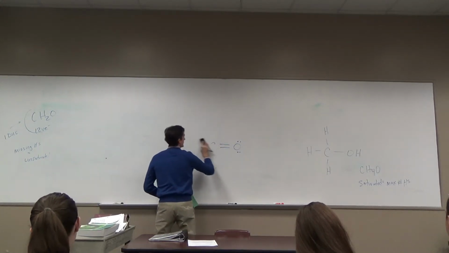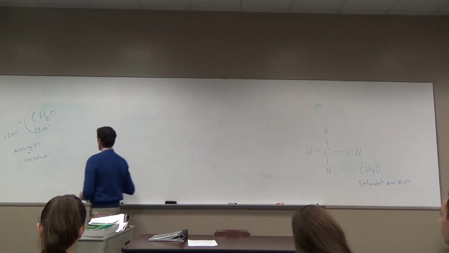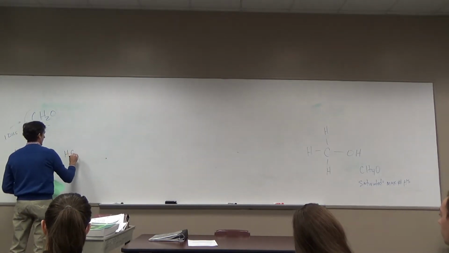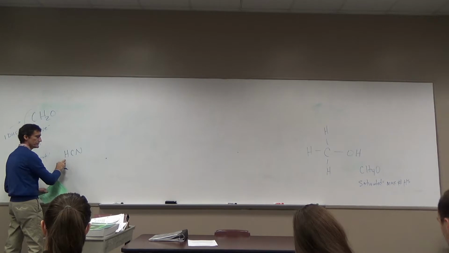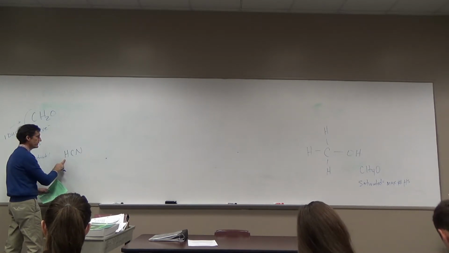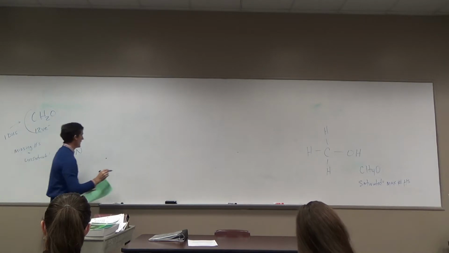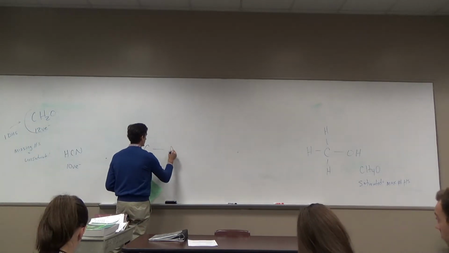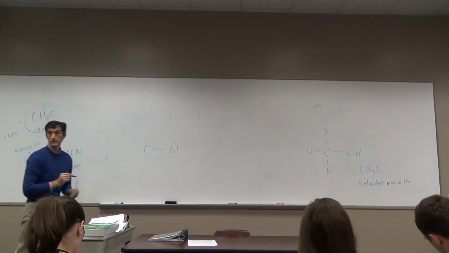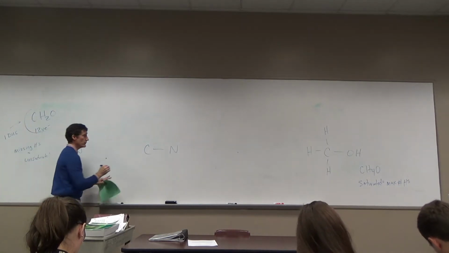How many valence electrons in HCN? Carbon's 4, hydrogen is 1, that's 5. How about nitrogen? 5. 10 valence electrons. Okay. Let's bond the carbon and the nitrogen. Put the H's on the periphery. Where do I put the H?